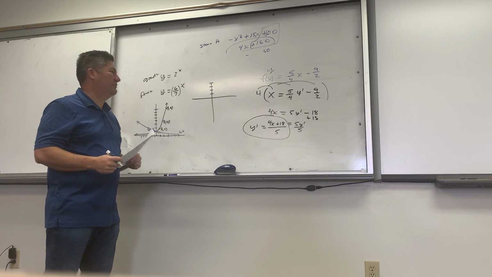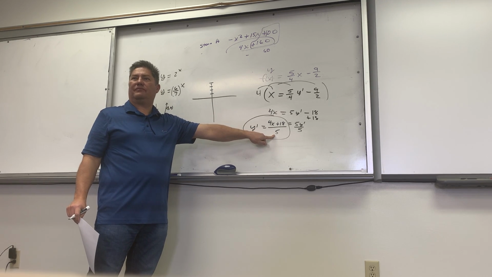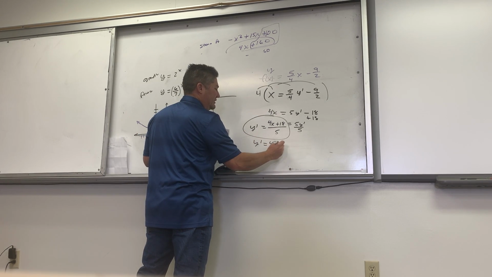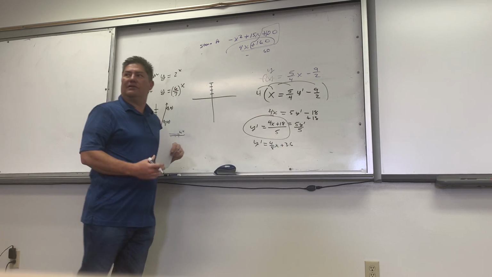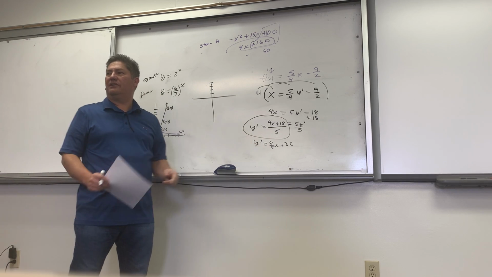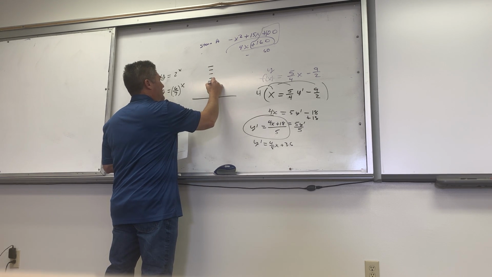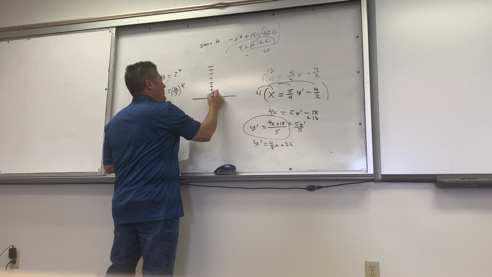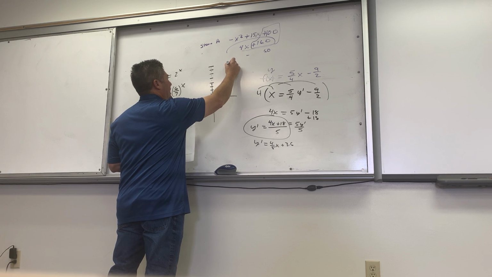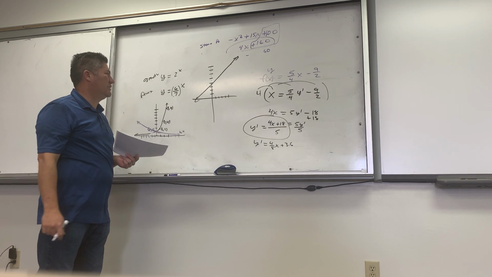How far up and over will I go? Up 4 over 5. See, watch. Both of these are being divided by 5. 4 fifths x plus 3.6. So what's my y-intercept? 3.6. What's my slope? 4 over 5. So I'm going to go up 4 from here, 1, 2, 3, 4, over 5, 1, 2, 3, 4, 5. There's my graph. There's my line. There we go. So there's what that one looks like.